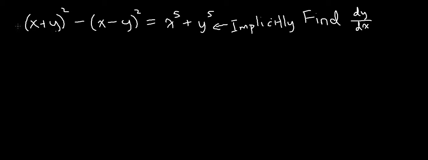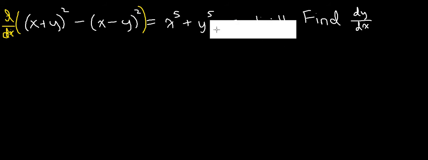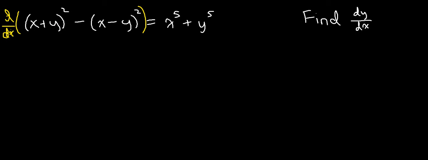Well, naturally, a great place to start is by taking the derivative of both sides. The derivative with respect to x on this side, and I'm going to go ahead and remove the fact that this is an implicitly defined function and make that black. We're going to take d/dx, not dx/dx, it's just simply d/dx, of both sides.